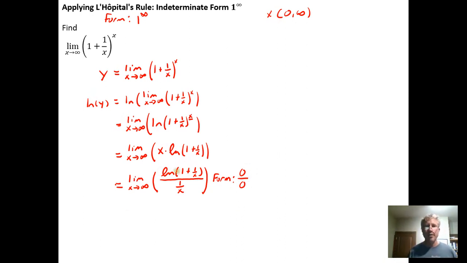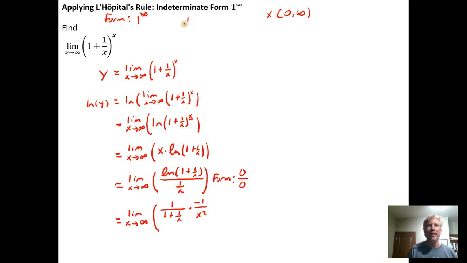That means now I can take the derivative of this numerator and the derivative of this denominator. So this is going to equal the limit as x goes to infinity of the derivative of the numerator. The derivative of the natural log, if you have crap inside the natural log function, is going to be 1 over the crap times the derivative of the crap. So it's going to be 1 over the crap, 1 plus 1 over x, times the derivative of the crap. The derivative of 1 is 0, so we don't need to worry about that. And the derivative of 1 over x is going to be negative 1 over x squared. So times negative 1 over x squared.